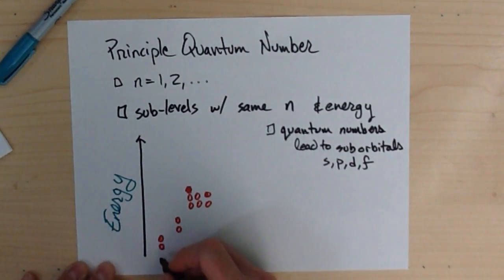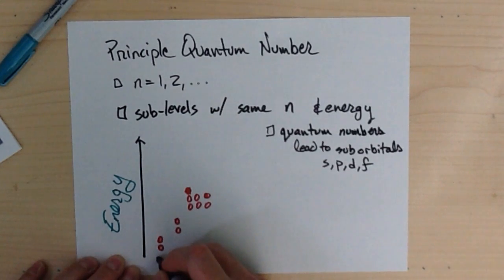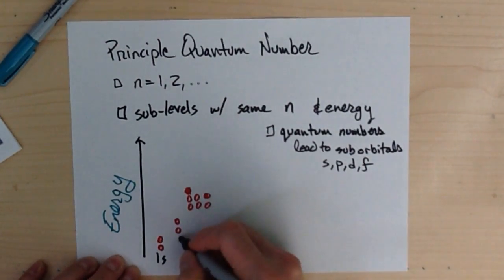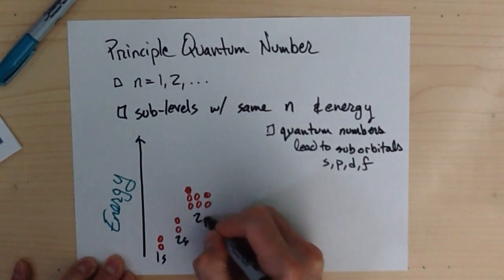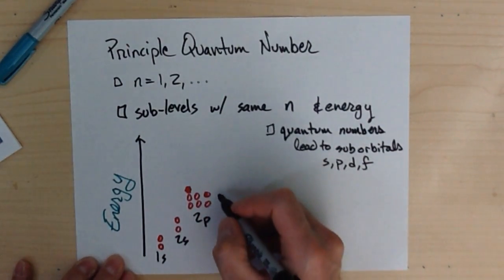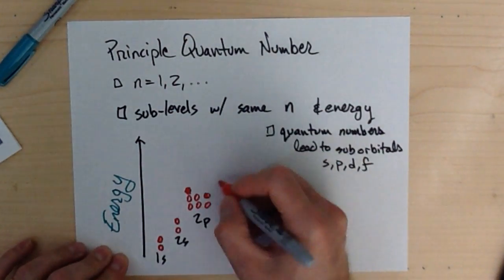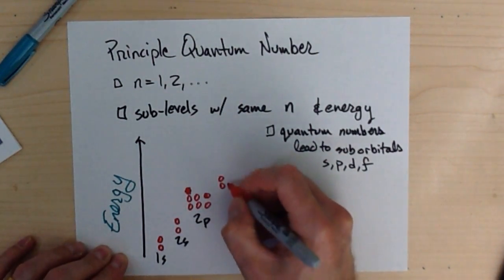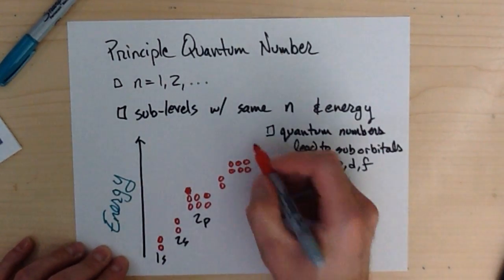So in this case, we have orbitals that relate to how many states are in each orbital and each suborbital. So this one is 1s, and this is 2s. This is 2p, and this is, if we keep on going, we have 3s, 3p, and then 3d.